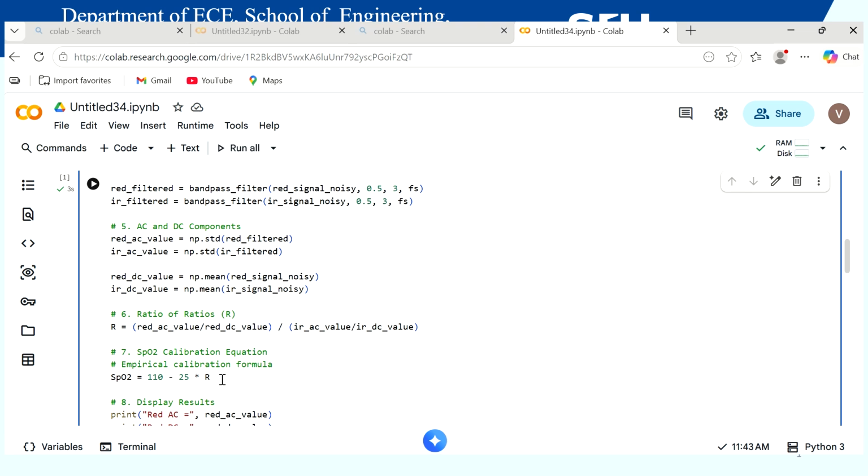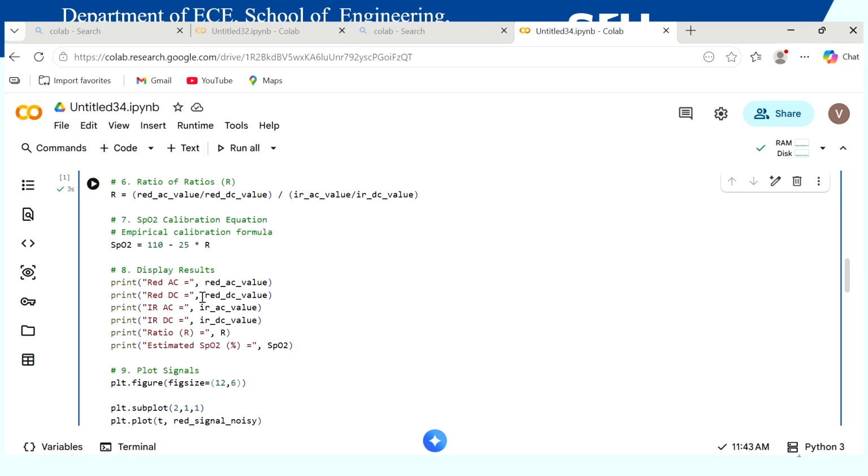Then the display results: red AC is equal to red AC value. So it displays AC values, DC values, the ratio and the estimated SpO2. Then it prints the AC value and DC value for red, and for IR the AC value and DC value. Then the ratio. Then finally the estimated oxygen saturation, that is SpO2, in terms of percentage. So after finding these, we will get the final oxygen saturation.